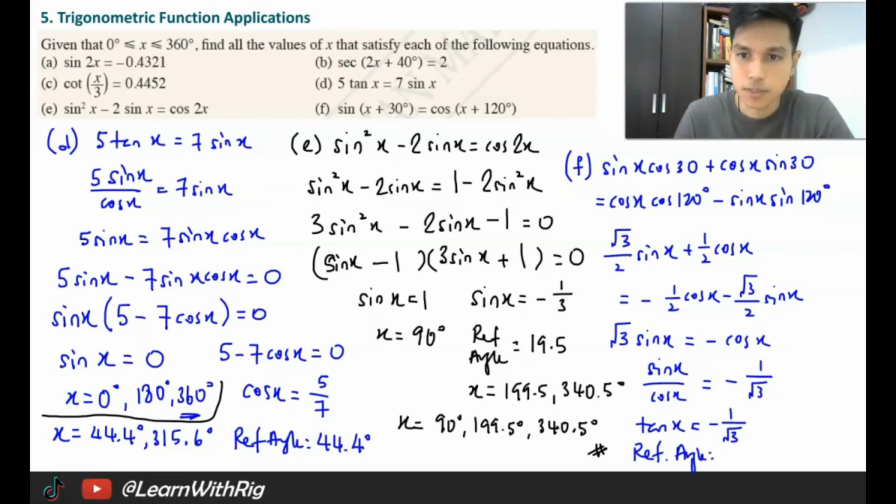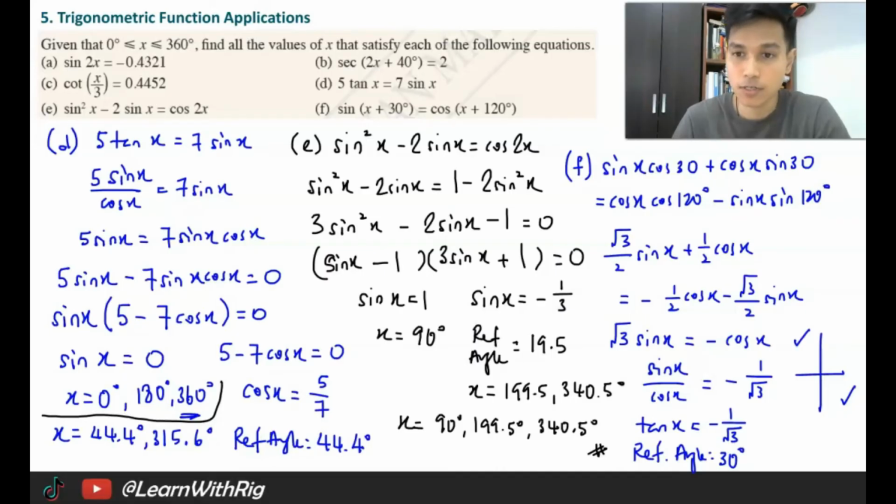My reference angle would be 30 degrees. Okay? So 30 degrees for tangent. Tangent means what? Which quadrant are we looking at? The first, sorry, this is negative. Negative means second quadrant and fourth quadrant. Okay? For tangent, negative is second quadrant and fourth quadrant.